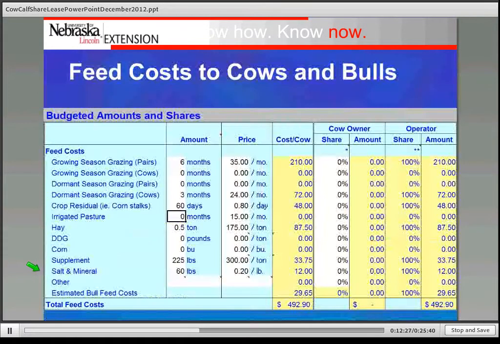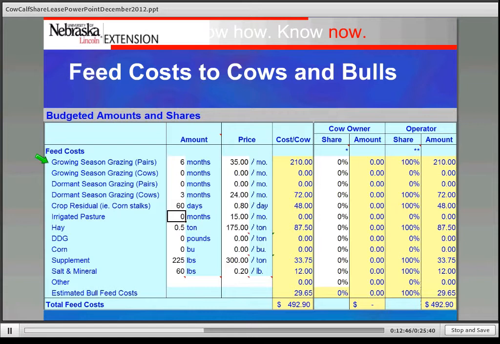Now let's go look at the next big cost, and this is the biggest cost as we look at most cow-calf enterprises, which is feed. And this year it's extremely a large value as we look at the cost of purchased feed, especially the cost of hay, the cost of pasture have all gone up significantly in the last several years.